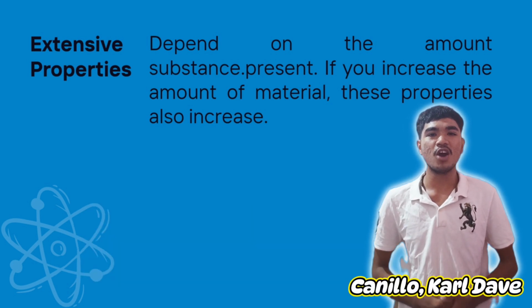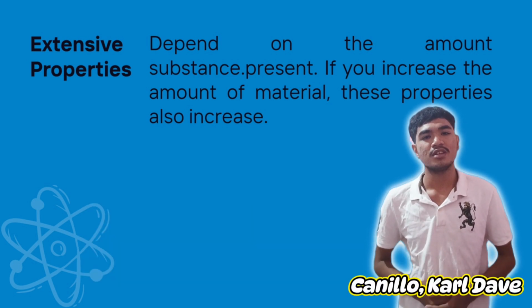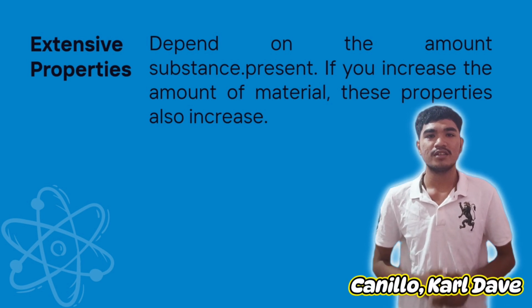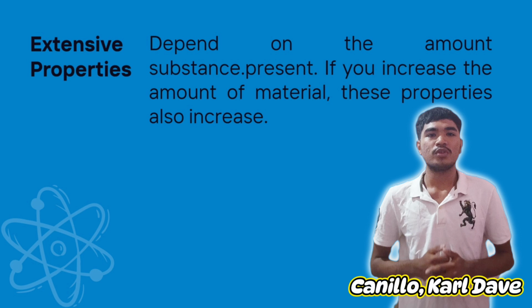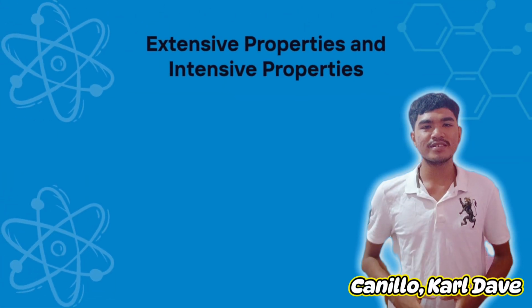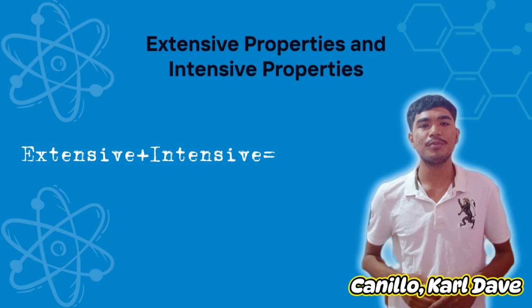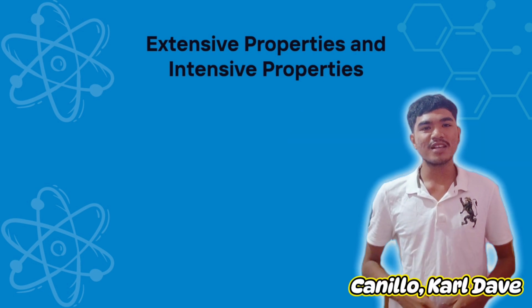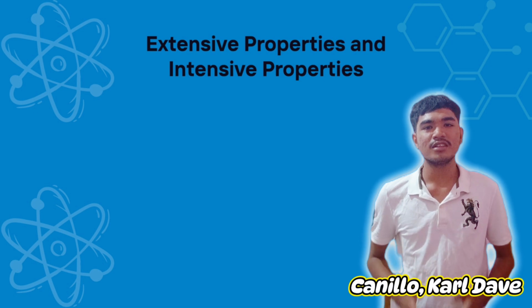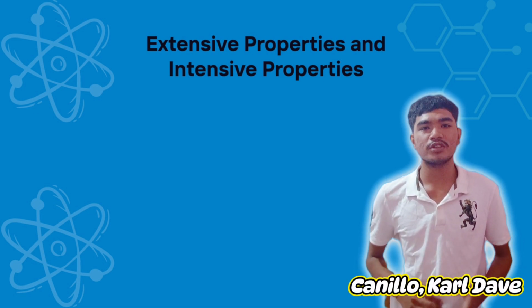Extensive properties measure how much of a substance is present. Engineers use these properties to calculate fuel efficiency, and scientists consider them when studying chemical reactions. Extensive properties can be used to determine intensive properties. For example, dividing mass by volume gives density, an intensive property. Similarly, total energy divided by mass gives specific energy, which is also intensive.